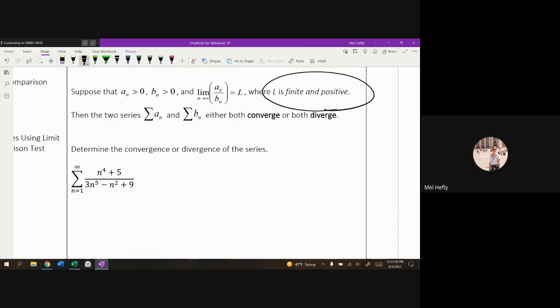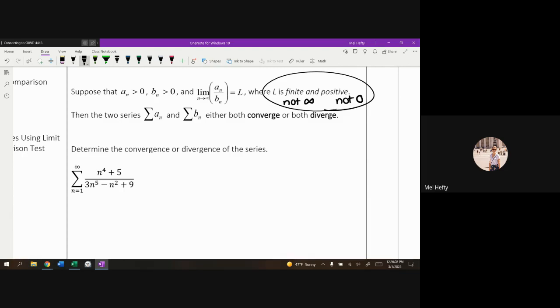So let's talk about these two words. What does finite mean to you? It's a number. Essentially this means I don't get infinity. Positive: we're not really going to get a negative number here because we're guaranteeing that all of our terms are greater than 0. So what positive really means in this situation is we're not going to get 0. If we get a number that is finite and positive, that means our test worked.